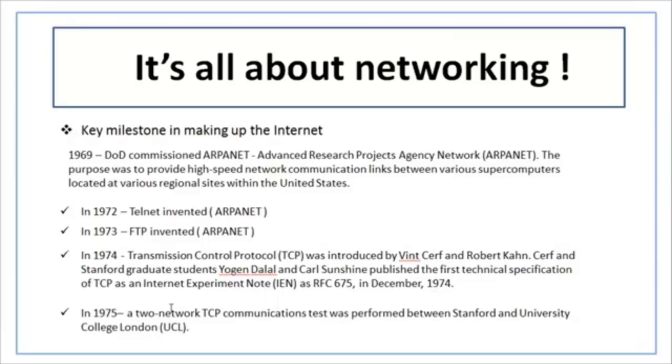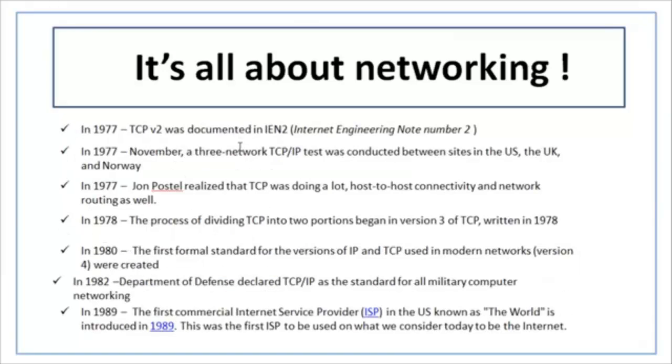Now, TCP was being used. In 1975, a two-network connection was performed, point A to point B, and then in 1977 TCP was revised to version 2. It was documented in IEN2, that is Internet Engineering Note number 2, a kind of reference model, just like we have RFC for IEEE now. If you don't know what IEEE is for now, that's okay, but if you want, you can do some research. So TCP version 2 came up, and then in November a 3-network TCP was also tested.